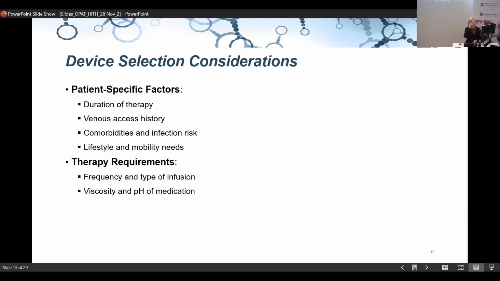So the other things to consider: what's the duration of therapy for this patient? How do we decide which device is ideal for the patient that we're going to be caring for in the HITH or OPAT environment? What's their venous access been like before? Are they what we call a DIVA, difficult venous access, and therefore they've got maybe limited options on how to access that? Do they have, what's their infection risk and other issues, and what are their mobility and lifestyle issues? Are they very active, and what's going to work best for them?